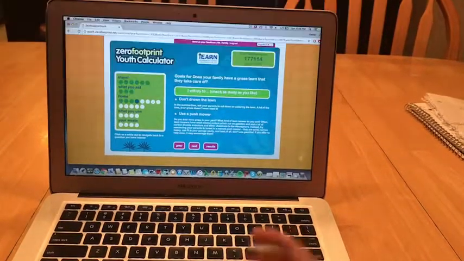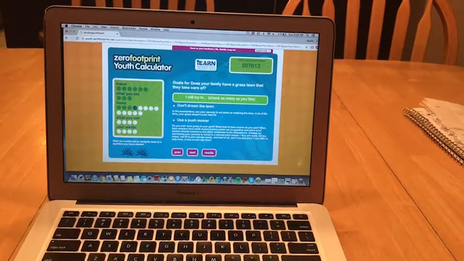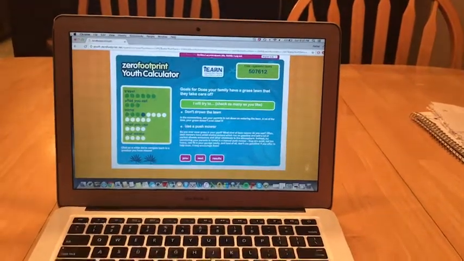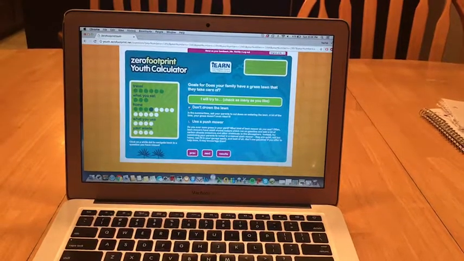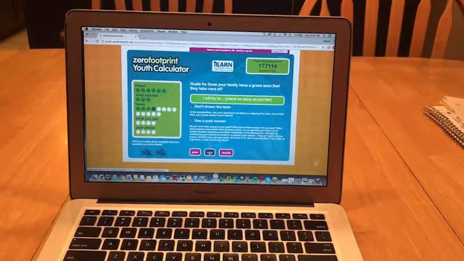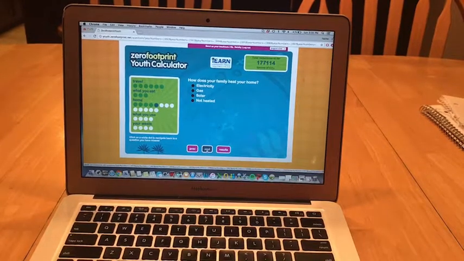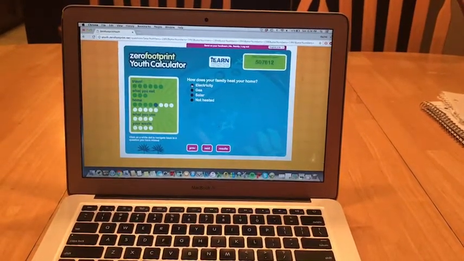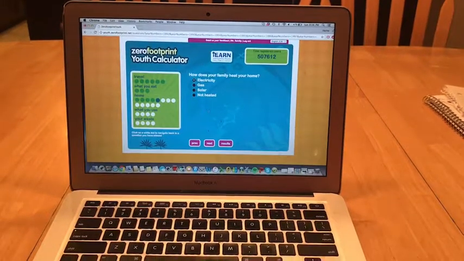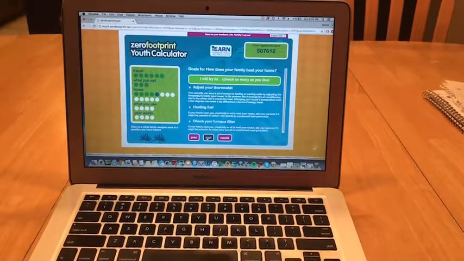So using too much water to water your lawn can actually hurt the planet a lot. And using a push mower also. You can read more details about each of these things if you guys find it interesting. Next. How does your family heat your home? I'm going to put electricity. But that's based on how your family heats it.